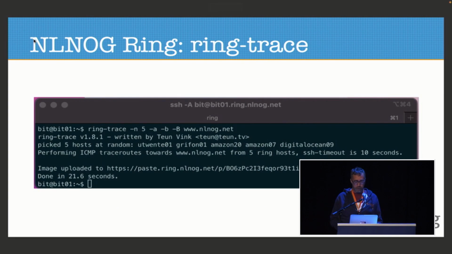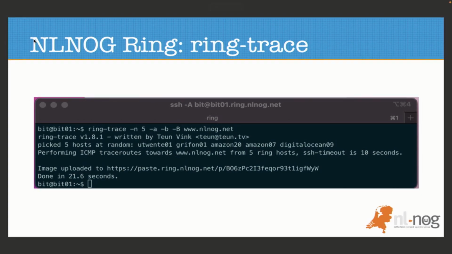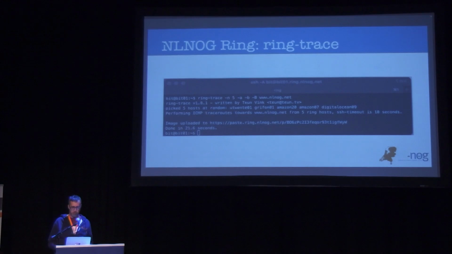Then there's ring trace, a tool I wrote, I think about 10 years ago when the ring just started. Ring trace basically does traceroutes from a number of nodes and tries to make a nice graph. If you run it like this, which says again, use 5 nodes, -a for ASN aggregation, so you don't look at the IP hops but at the ASNs. -b is to ignore the broken hops and put it on a pastebin for the capital B.